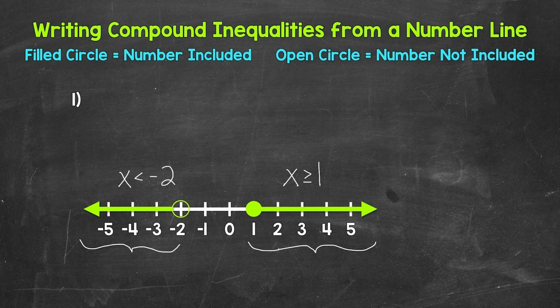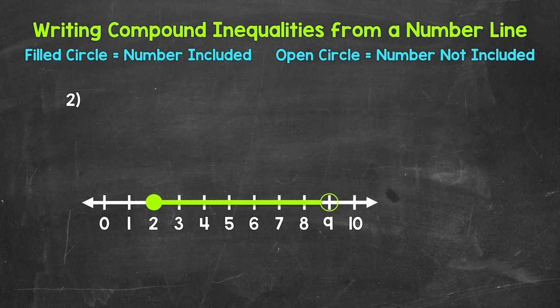So let's write this out using or. We have x is less than -2 or x is greater than or equal to 1. And that's it. We're done. That's our compound inequality from the number line below. Let's move on to number 2.